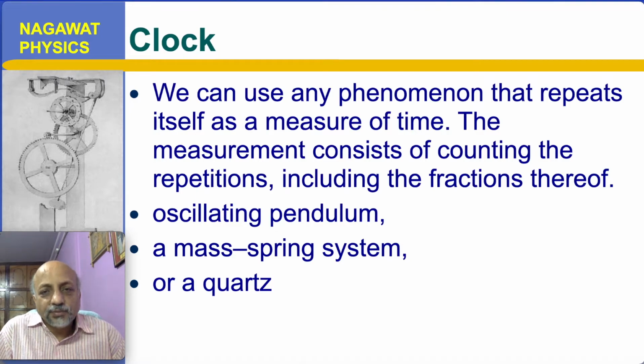Then the clocks were invented. One can say that change occurs with time, or change has no meaning if there is no time, or time has no meaning if there is no change. So any change which takes place repeatedly can be used as a measurement of time, and on that basis we have developed different types of clocks, whether oscillating pendulum clock, mass spring clock or a quartz clock. All work on the same basic principle, that a phenomenon which repeats itself, so which is cyclic, can be chosen for measurement of time.